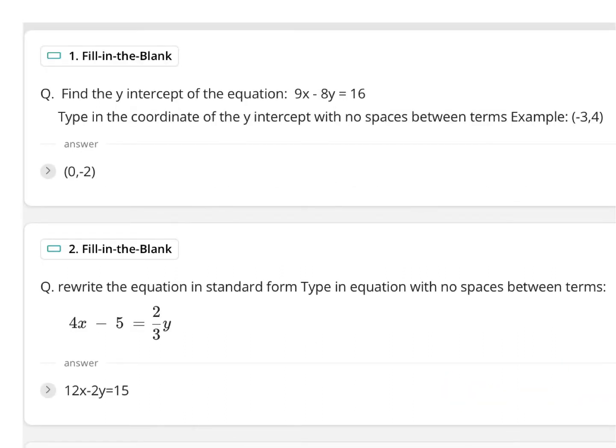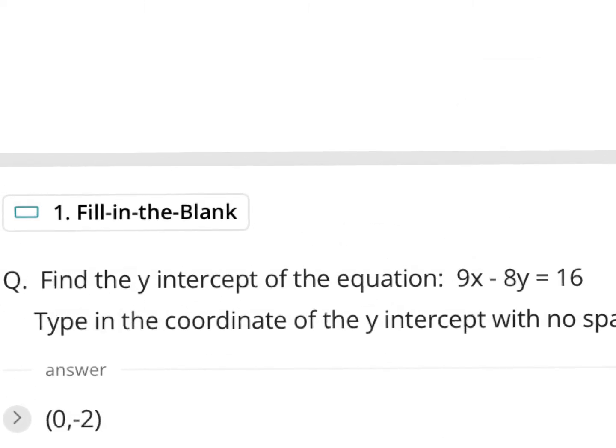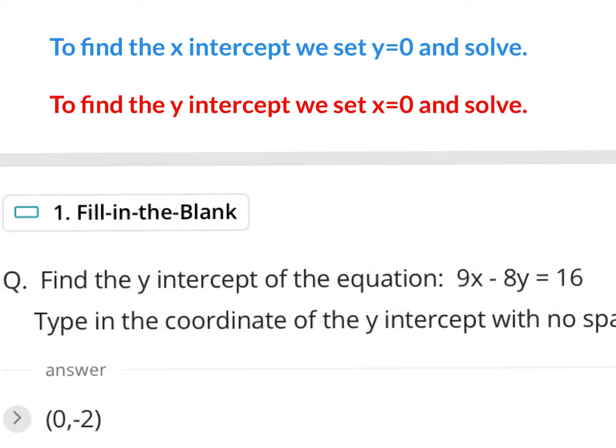Number one, it says fill in the blank. Find the y-intercept of this equation. In order for us to find the y-intercept, you need to remember these two things. To find the x-intercept, we set y equal to 0 and solve. To find the y-intercept, we set x equal to 0 and solve. Let's remember what an x-intercept is. It's where your graph will cross the x-axis. So how do you know where your line is going to cross the x-axis? Well, you set y equal to 0 and solve. To find the y-intercept, you set x equal to 0 and solve.